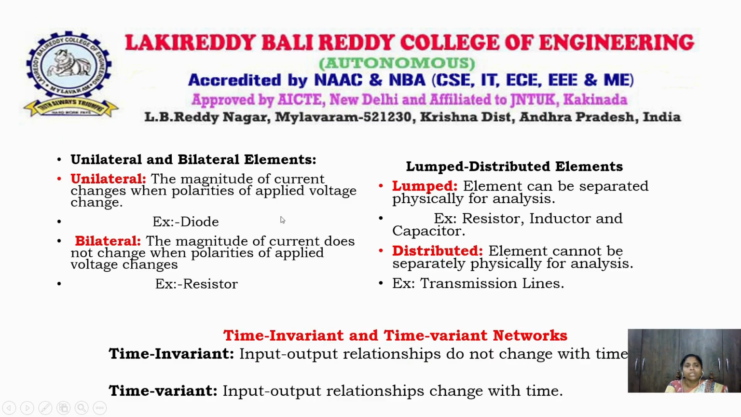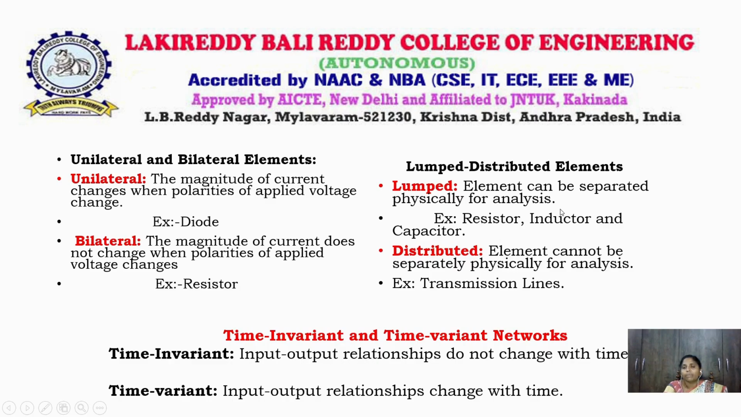Now one more type of elements is unilateral and bilateral elements, and lumped and distributed elements. Coming to the case of unilateral: if the magnitude of the current changes when the polarity of the applied voltage changes, that type of element is unilateral. The example is the diode. Now coming to bilateral: the magnitude of the current does not change when the polarity of the applied voltage changes. The example is the resistor, which is a bilateral element.